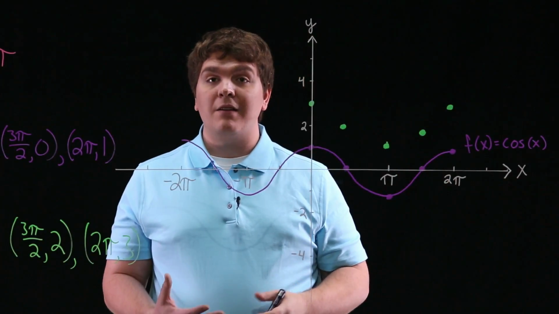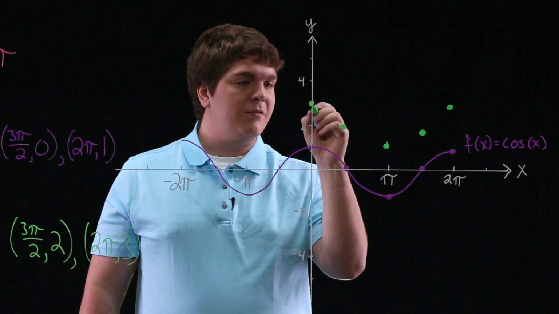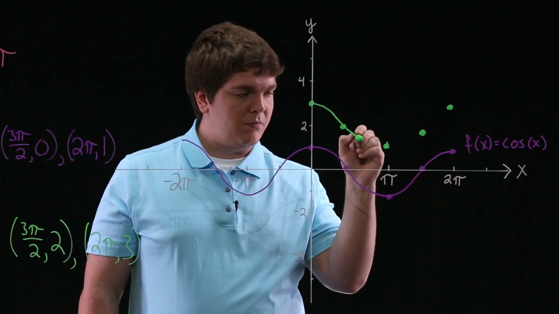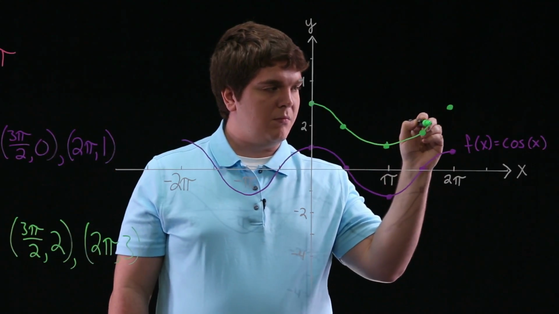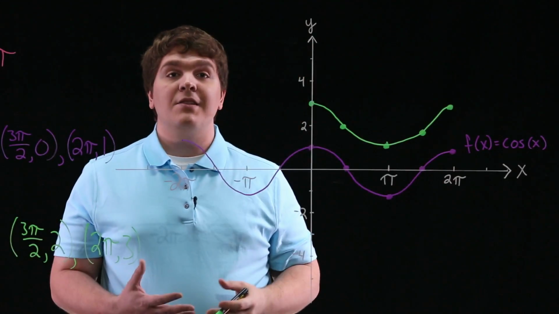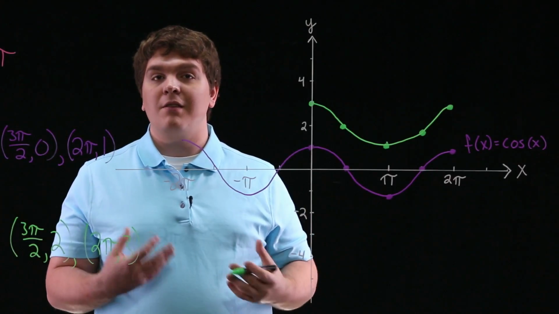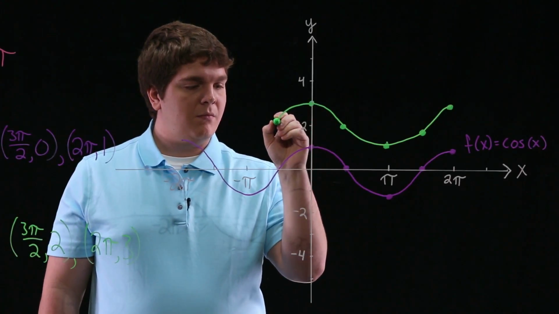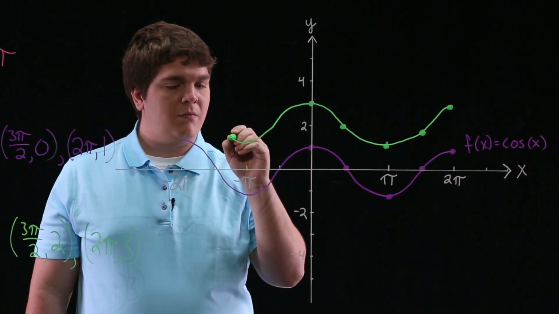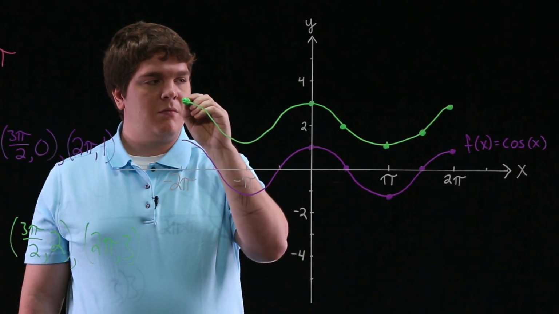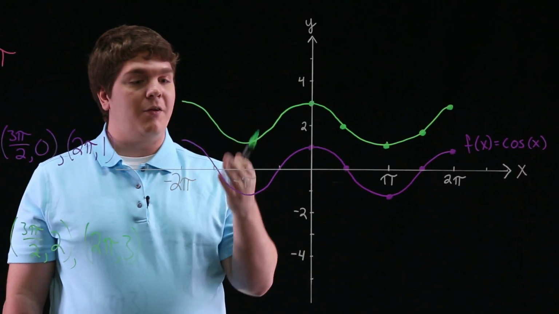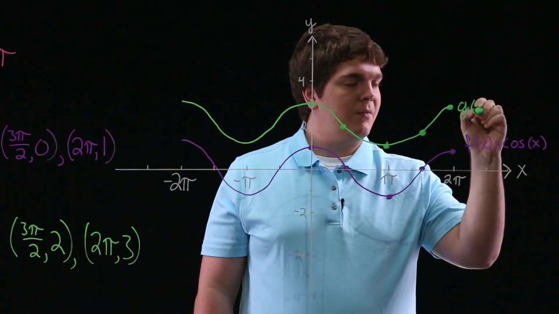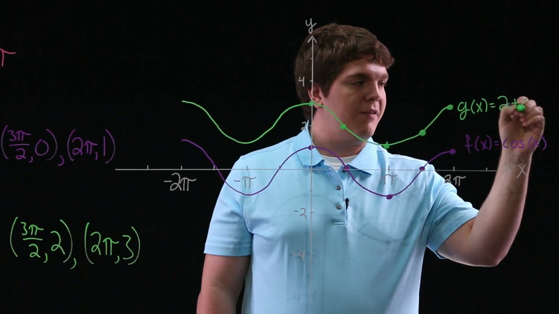Now to sketch the graph of g of x, we'll again connect these points using a smooth curve. And since we're asked to sketch two periods, we'll again continue this 2 pi to the left. And there we have the graph of f of x equals cosine of x and the graph of g of x equals 2 plus cosine of x.